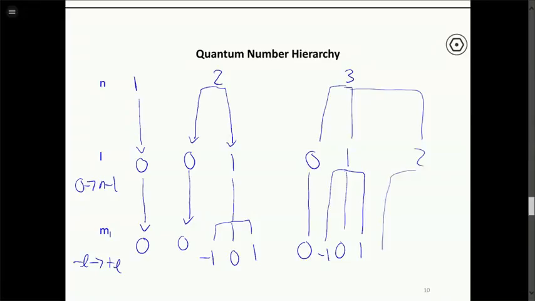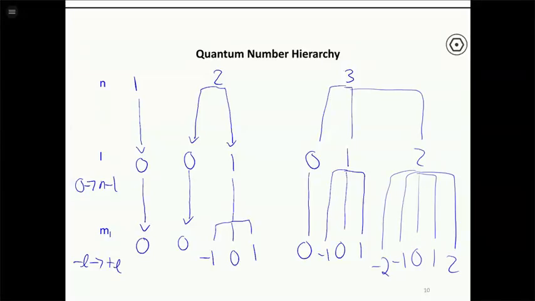The allowed values of M sub L, we have 5 of them. The smallest one is minus L, which is minus 2, minus 1, 0, 1, and plus 2. So all values going from minus L to plus L. So when L equals 2, you go from minus 2 to plus 2, and all values in between. So this is how the quantum numbers depend on each other.